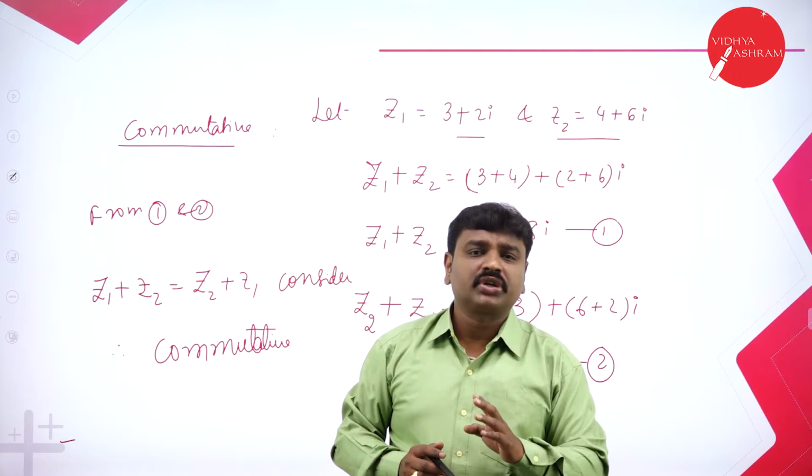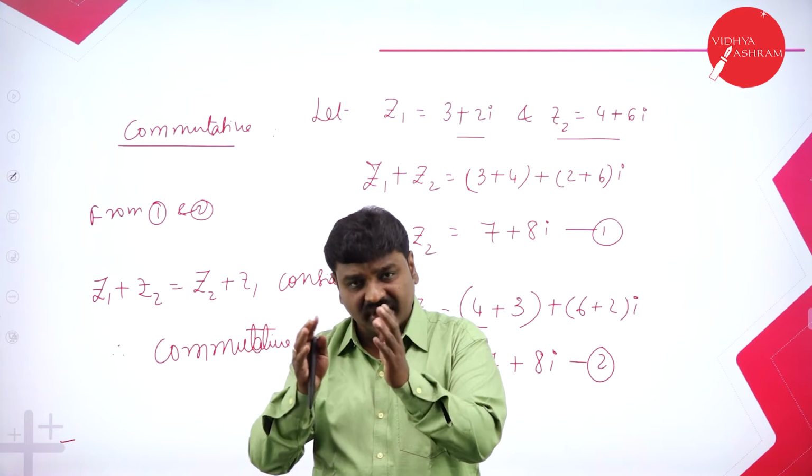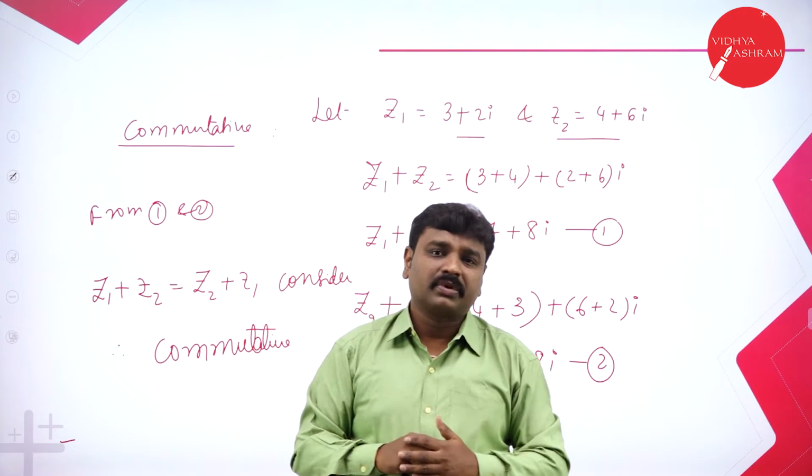First I proved closure. Closure means what? If I take two complex numbers and if I add, the result is also a complex number.